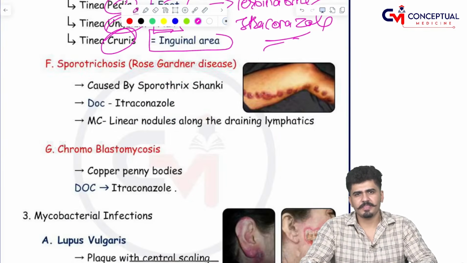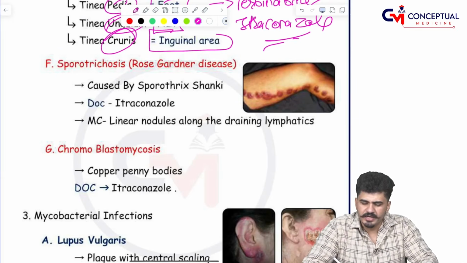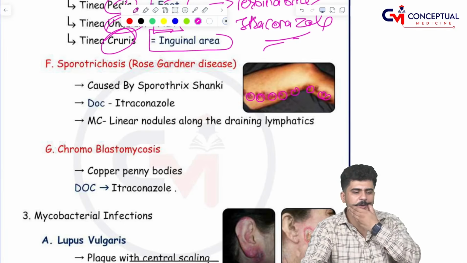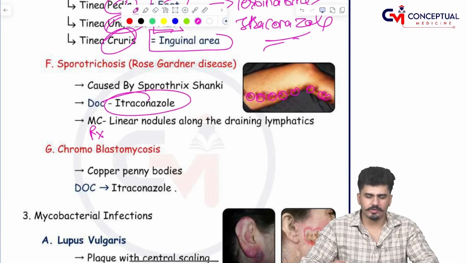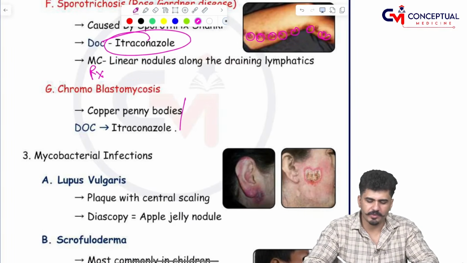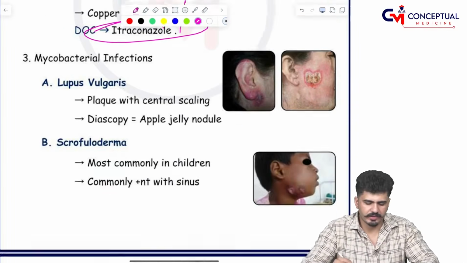Sporothrix schenckii causes sporotrichosis, the rose gardener's disease, with a linear nodule along the draining lymphatics. What is the treatment? Treatment is itraconazole. Chromoblastomycosis shows copper penny bodies, sclerotic bodies. The drug of choice is again itraconazole.